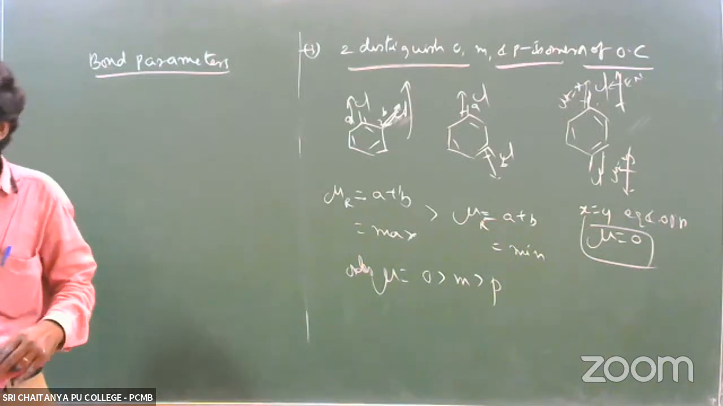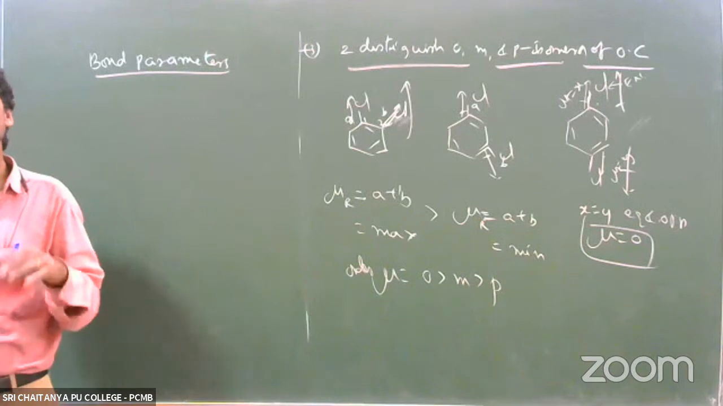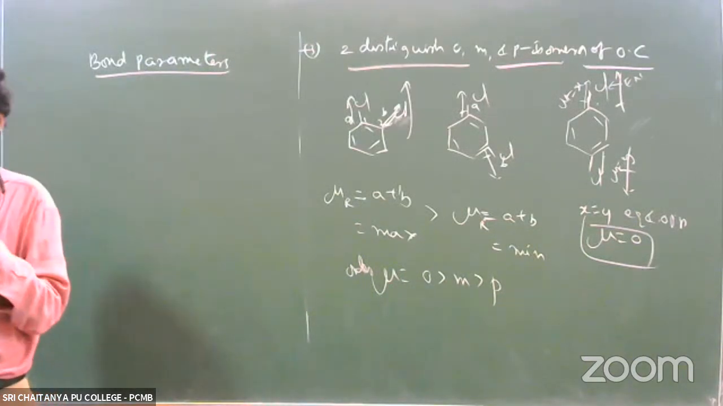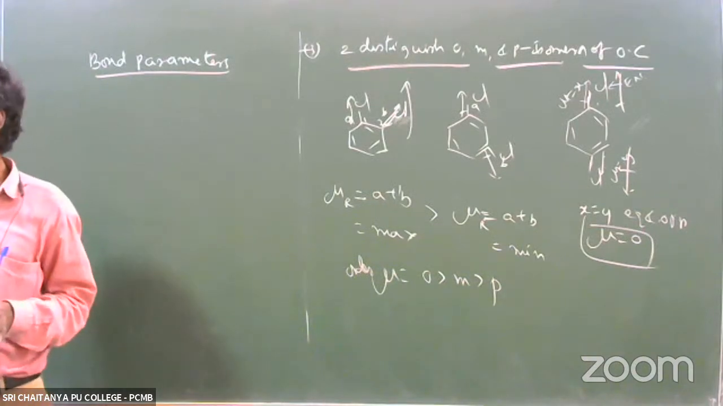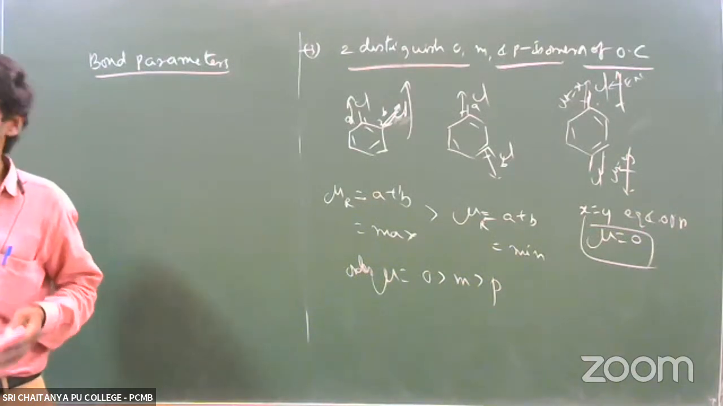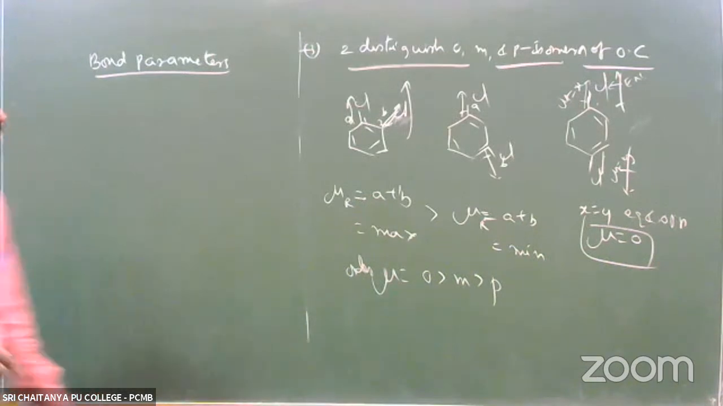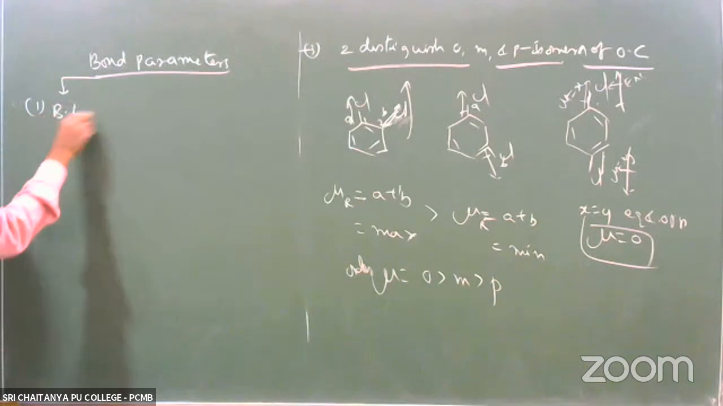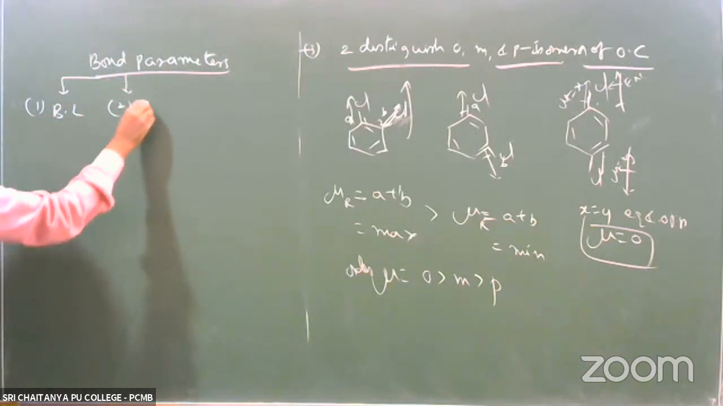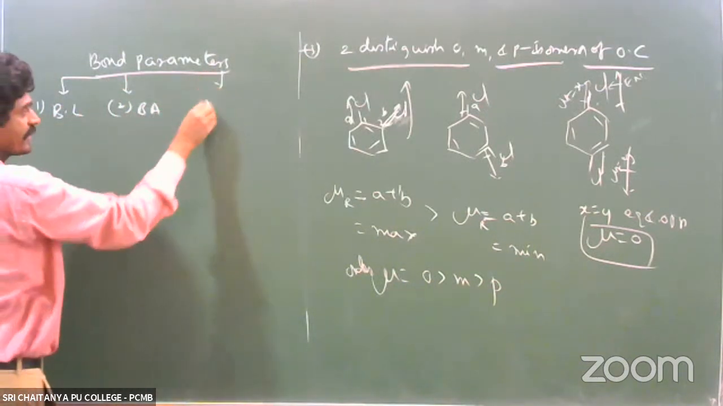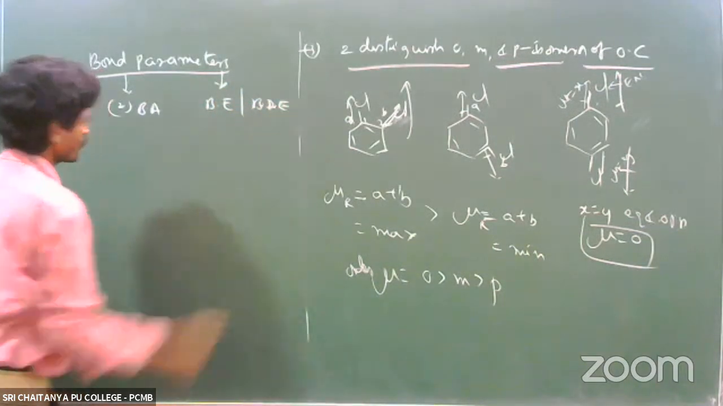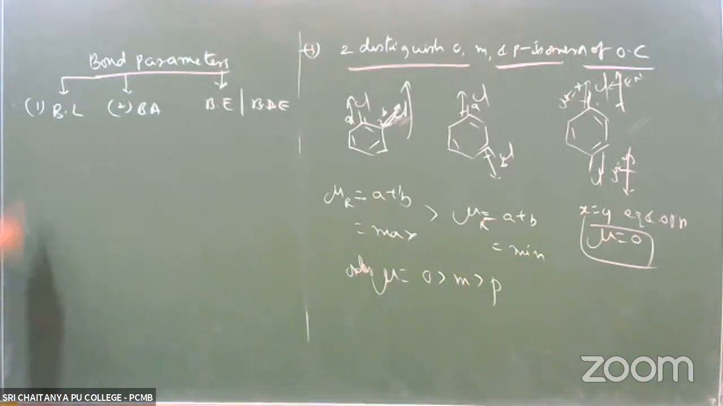These are the parameters which are used to know the strength of a covalent bond and to calculate the nature of the covalent bond, right? So the covalent bond is measured by three parameters. One is called bond length, second one is bond angle, and third one is bond energy. It is also called bond dissociation energy, right? Now we are going to discuss each and every one in detailed explanation.